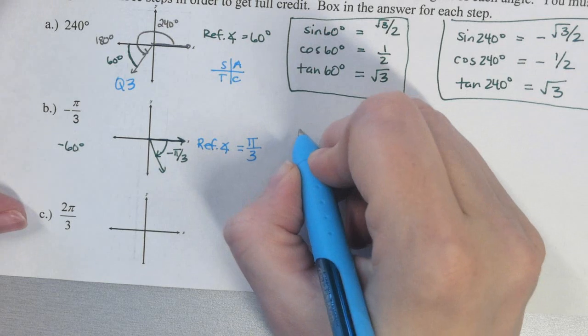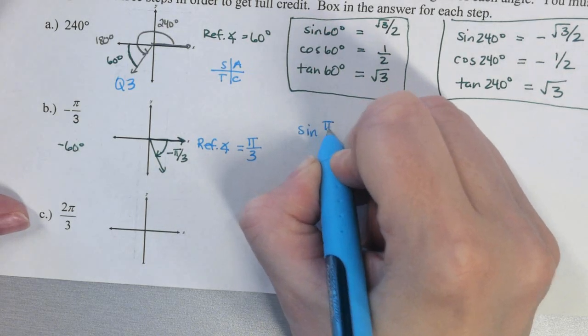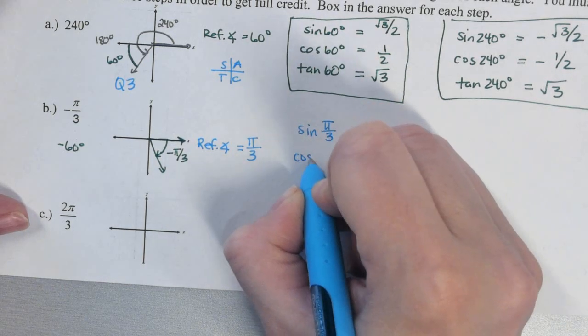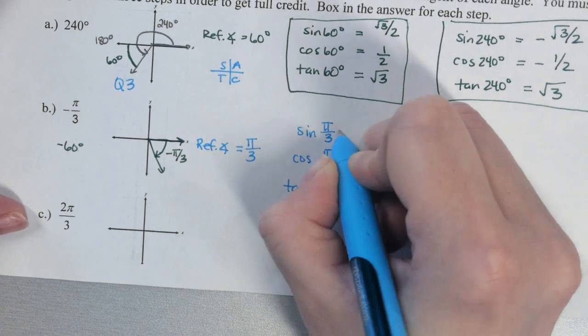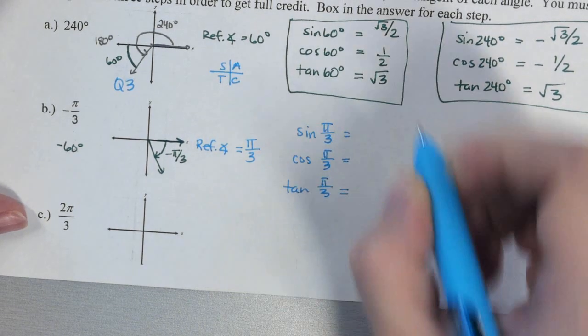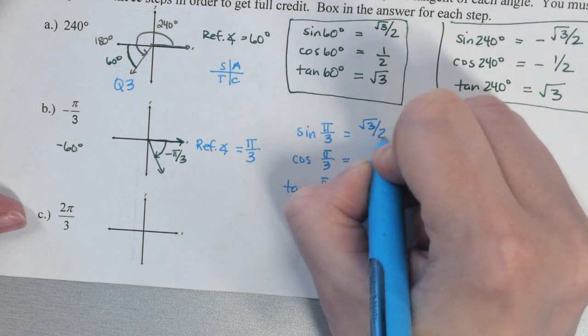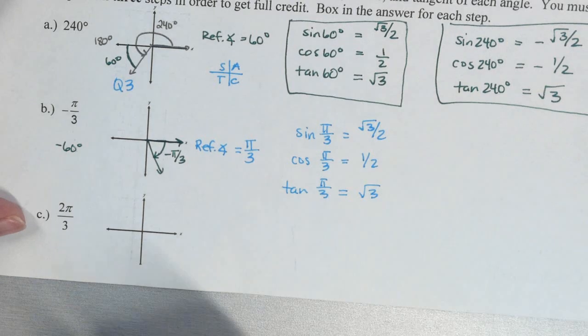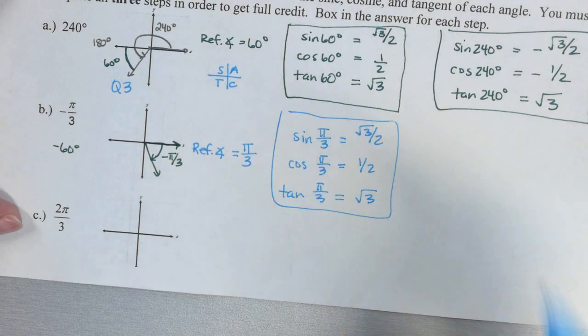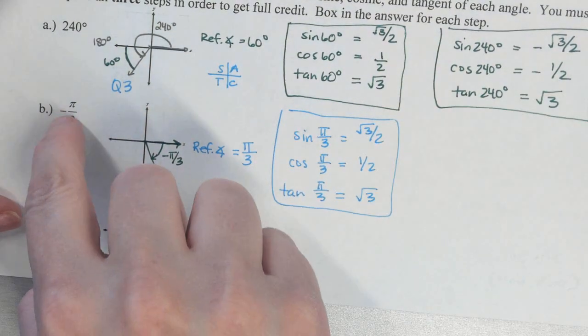I do have in the directions too, it'll say do this one in degrees, do this one in radians. So I do want you to put the sine of pi over 3, the cosine of pi over 3, and the tangent of pi over 3. Feel free to adjust right now if you need to. And because it is the same thing as 60 degrees, guess what? Those are the same. Okay?